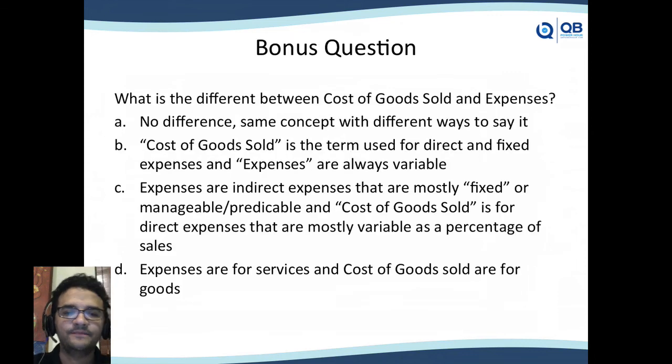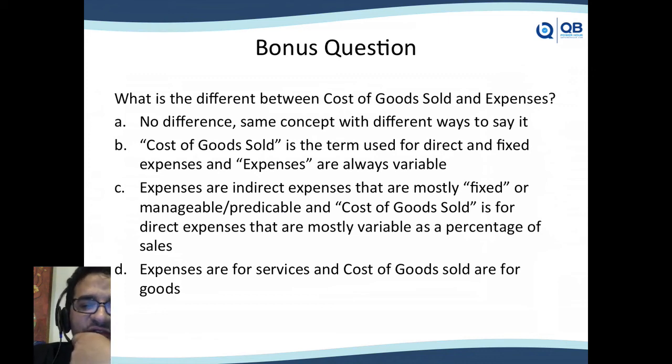Perfect. And then last bonus question, and this goes all the way back to our explanation of all the expense categories, is what is the difference between cost of goods sold and expenses? So let's go through them. A, no difference. It's just the same concept said in different ways. So cost of goods sold and expenses are similar, but they're not the exact same. So A is definitely not it.